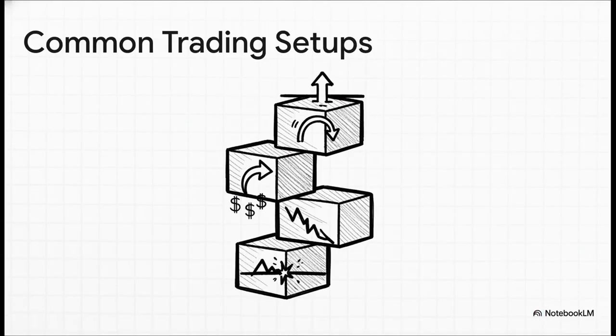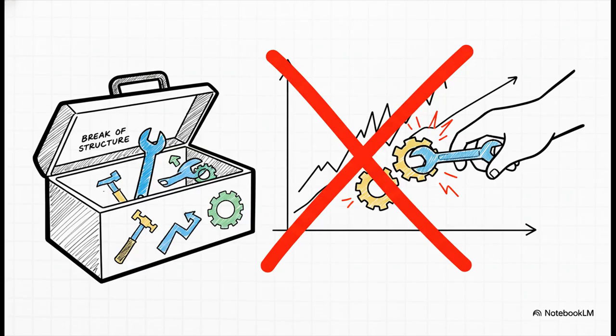We all learn these, don't we? They're the classics. We spend all this time memorizing what a break of structure looks like, or hunting for that perfect change of character. We become really good at recognizing patterns. And so, naturally, when they don't work out, our first thought is, ugh, another fake out, or this pullback strategy is just garbage. We blame the tool. But the tool is fine.